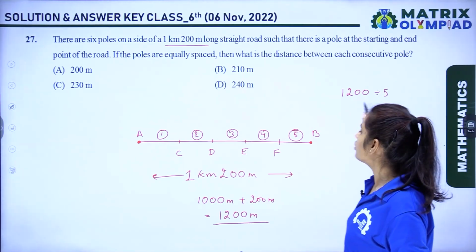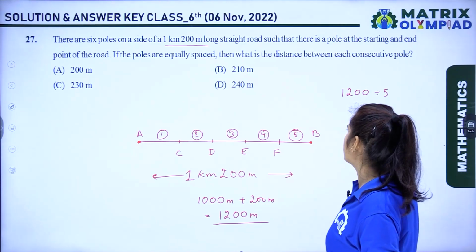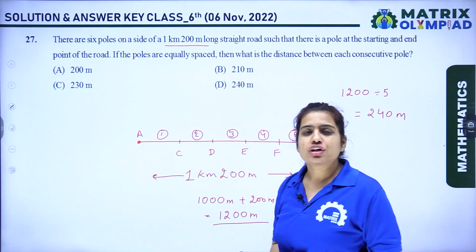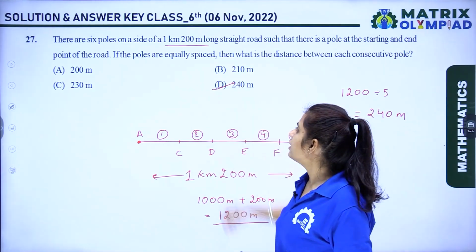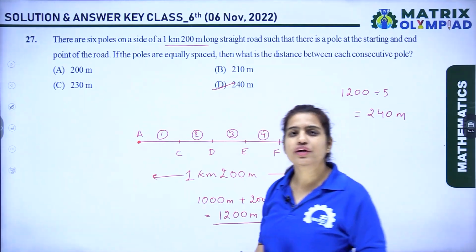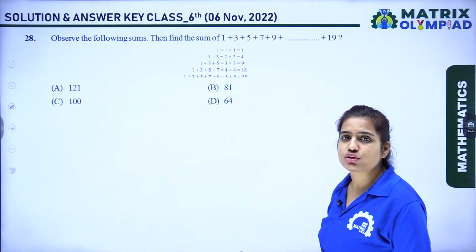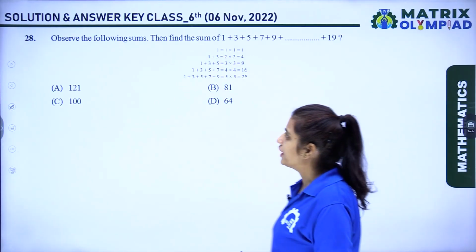By dividing 1200 by 5, we get 240 meter. So according to the question, we can say that option D is the correct answer. That is 240 meter. Let's solve the next question, that is question number 28.